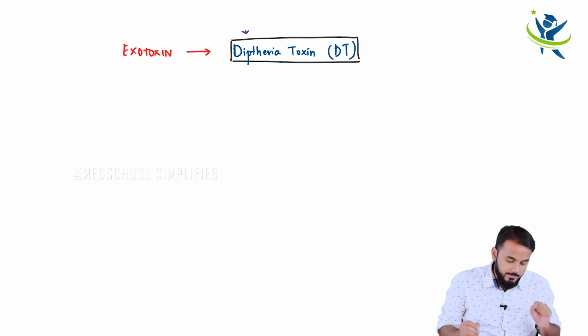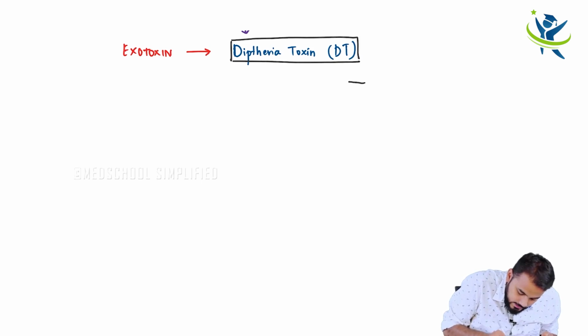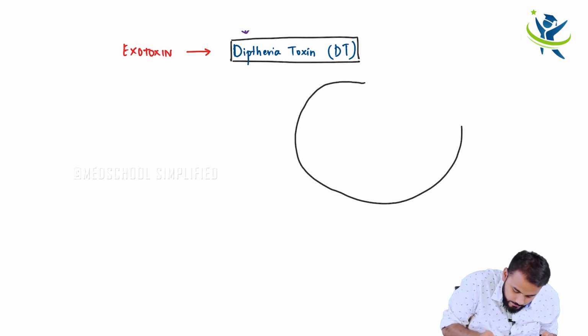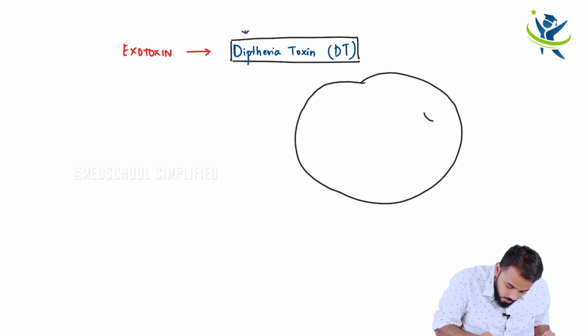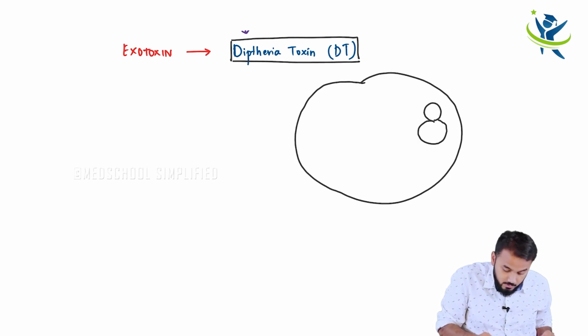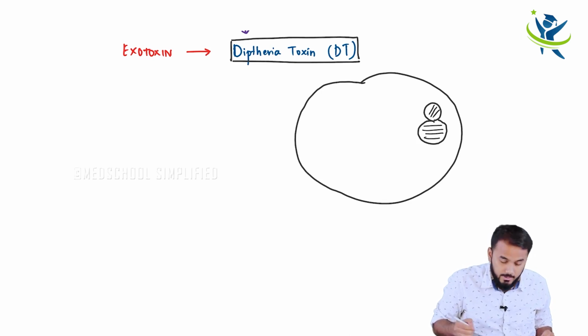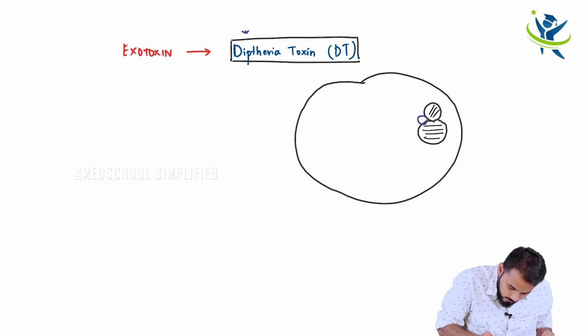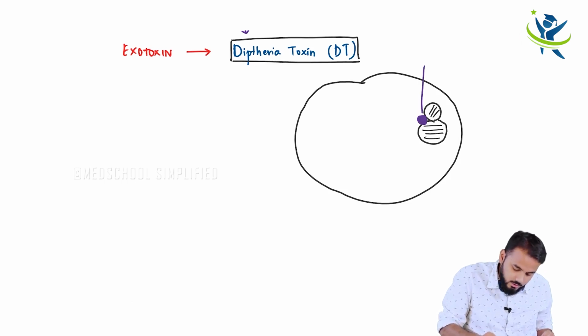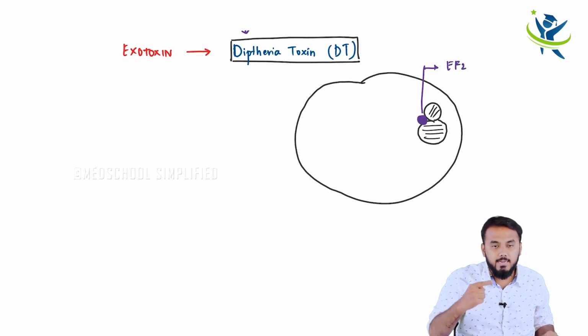Now, let us say this is the host cell. Within this host cell there is something. What is this structure which I have drawn just now? This structure is called the ribosome. And the ribosome also has another structure over here, called EF2. EF2 stands for elongation factor number 2.